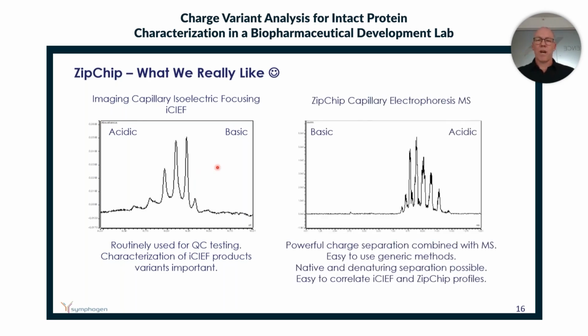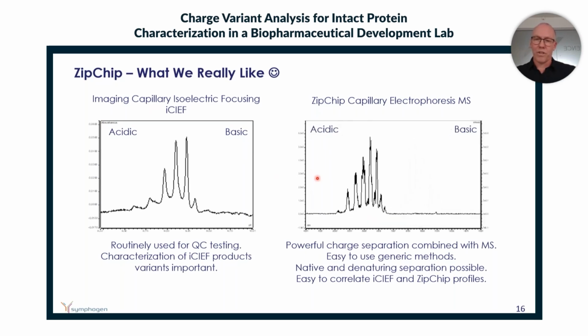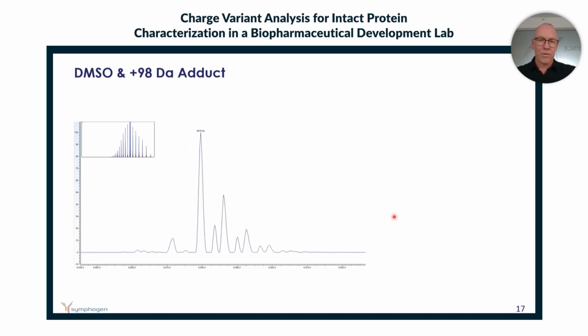Now, the really nice thing about the SIP chip, which we can do in-house, connected to an MS readout, is that we can get a profile that's very similar to the ICE profile, especially if you just switch it. So you have kind of the same acidic basic polarity, and you can see it's fairly easy to assign the profile we are seeing. And now, of course, with the SIP chip, we have an MS readout, so we can really assign what these different charge variants are. And I will show you some examples of that later on.